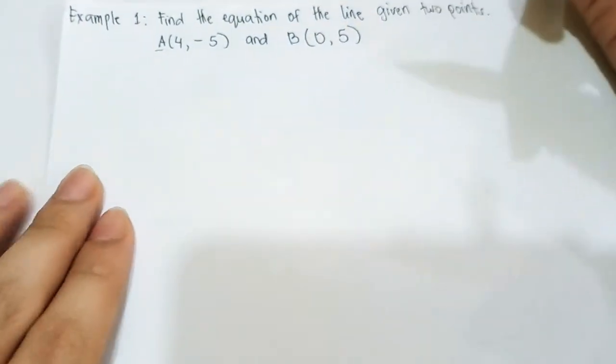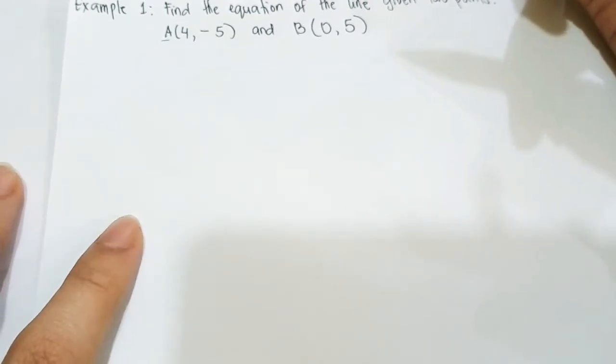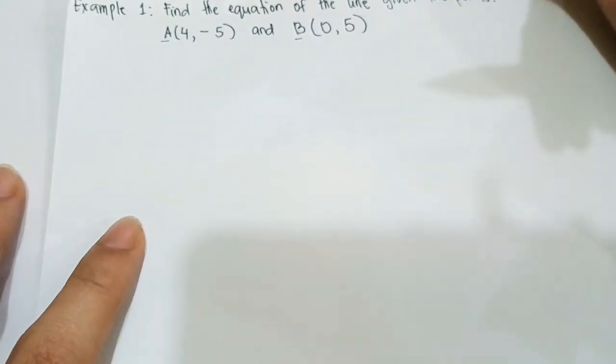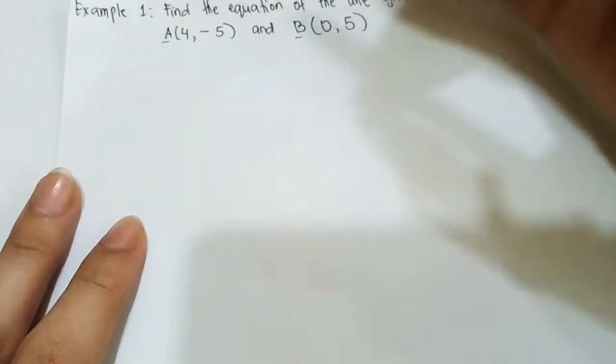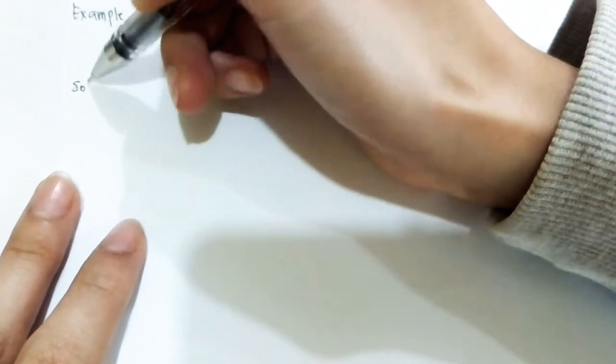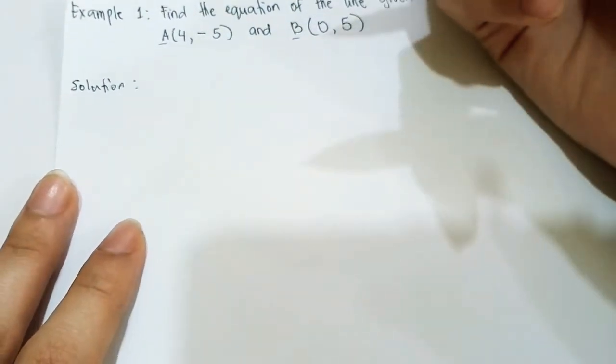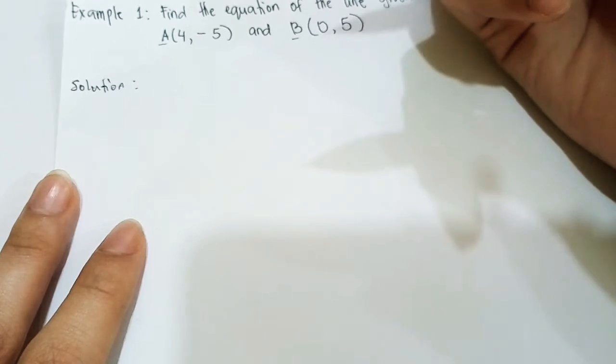Example 1. Find the equation of the line given 2 points. The first point is point A, which has the coordinates 4 and negative 5. And the second point, we have point B with the coordinates 0 and 5. Now, for the solution, we can use the 2-point form.